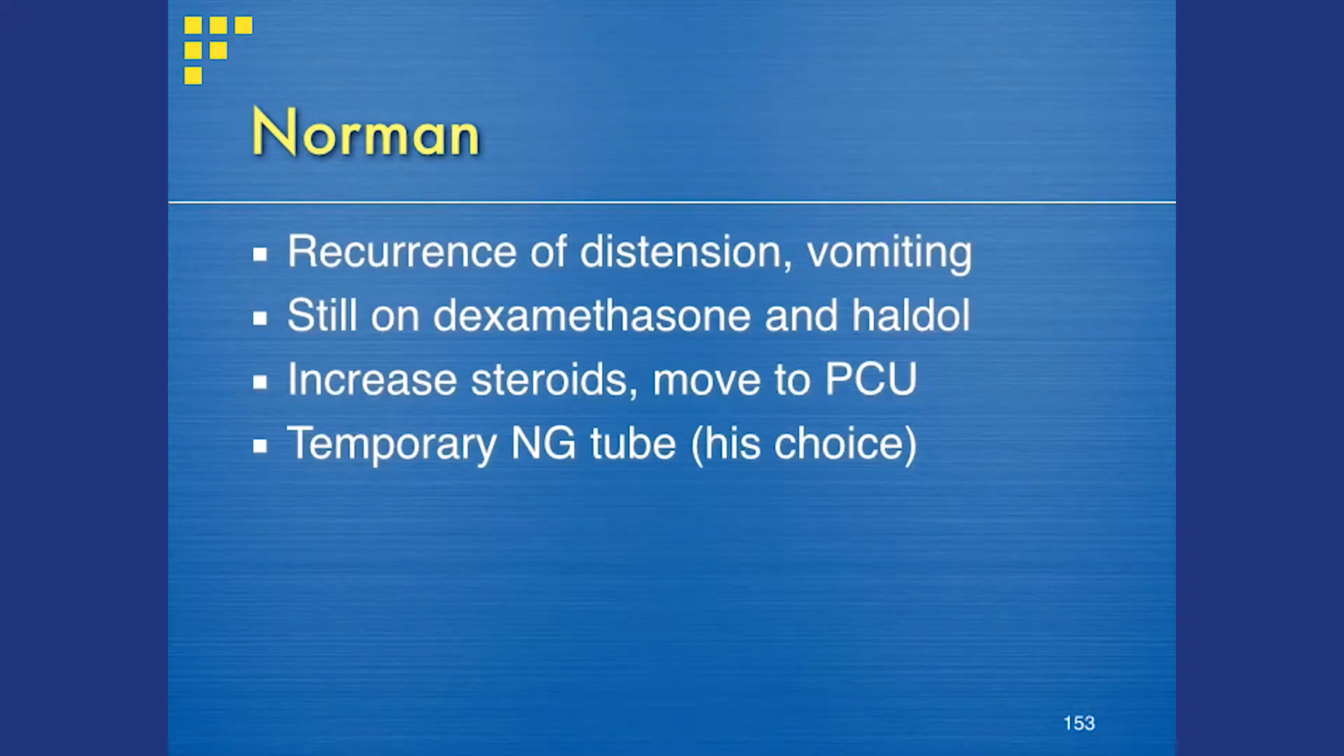So Norman, when we saw him, post-operatively, he had recurrence of his distension and vomiting. He was still on the steroids and Haldol. We increased the steroids and moved him to the palliative care unit. It was his choice to have a nasogastric tube. He was really vomiting a lot at this point.